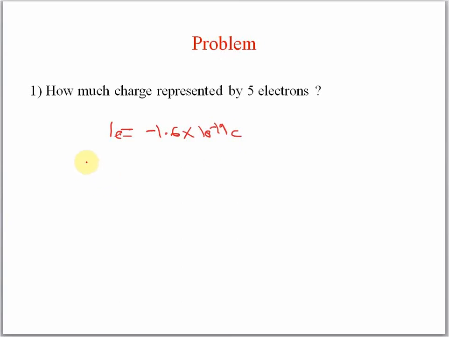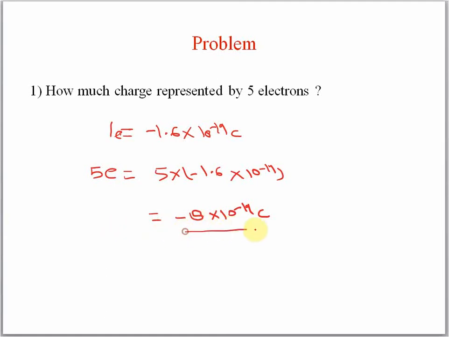So we have to find 5 electrons' charge. Here we can write it as 5e. So we can do a little bit of calculation. We get minus 8 into 10 to the power minus 19 coulomb. That is, 5 electrons are represented by minus 8 into 10 to the power minus 19 coulomb.